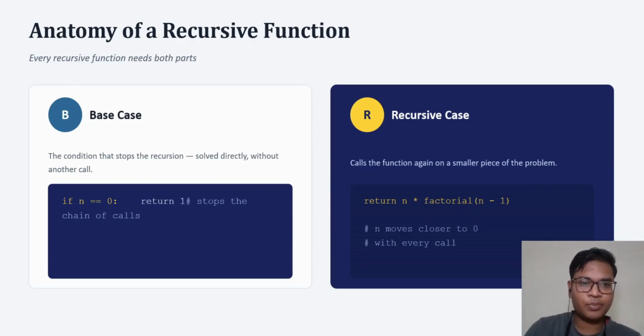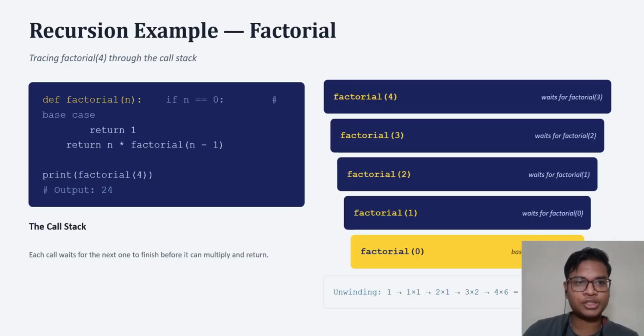So here is an example: the base case is n equal to 0, return 1. These are the base cases, and these are the recursive cases, where the function calls itself again on a smaller piece of the problem. This is the code for the factorial. I will do it practically. So these are the base cases and the recursive cases. We will do all this, so let's move forward.